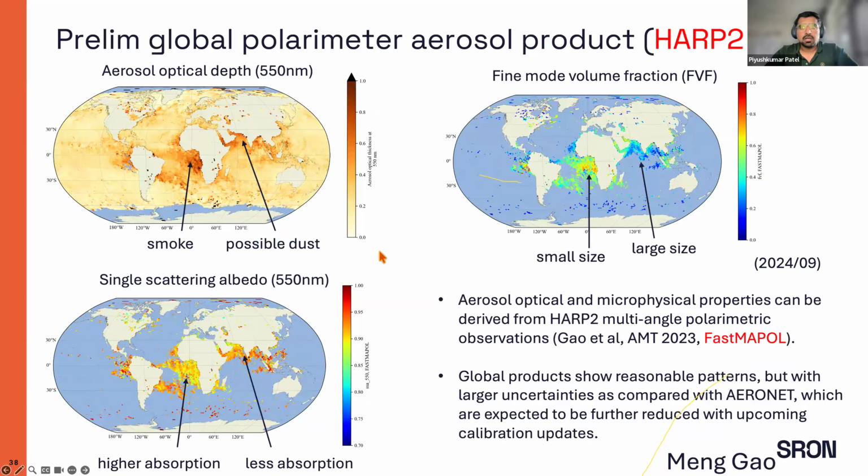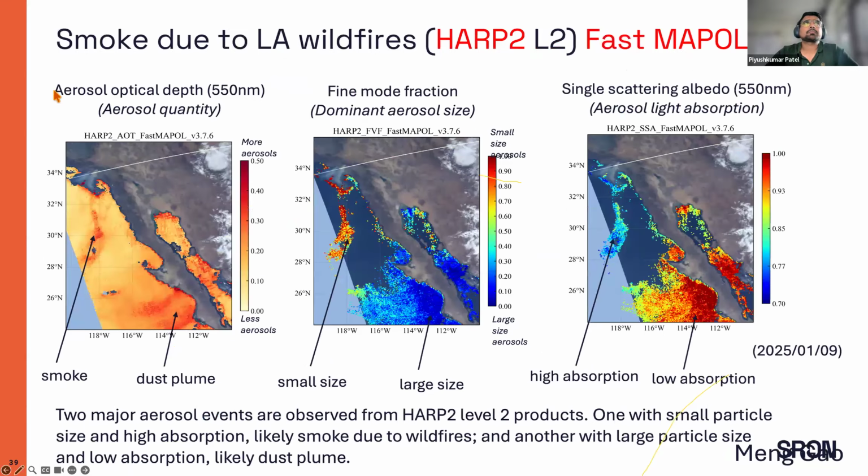Now, there is one more algorithm developed by UMBC. They call it FastMAPOL. The FastMAPOL algorithm only works on the ocean surface, not on the land surface. They are also trying to retrieve the aerosol information more accurately. So we have aerosol optical depth, single scattering albedo, and fine mode volume fraction over the ocean surface.